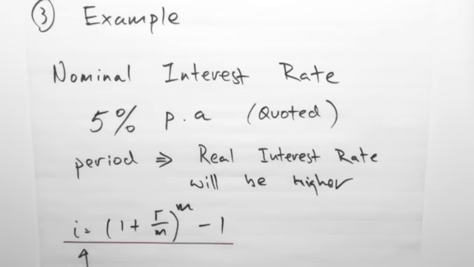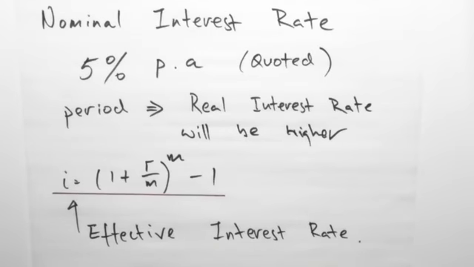I equals (1 plus r divided by m) to the power of m, minus 1. Here r is the nominal interest rate, and m is the number of compounding periods per year. So if it's semi-annually, m will be 2. If it's quarterly, m will be 4. If it's daily, m will be 365. And what you will find is that the higher the number of compounding periods per year, the higher your effective interest rate will be. So that's the general idea behind nominal interest rate and effective interest rate.